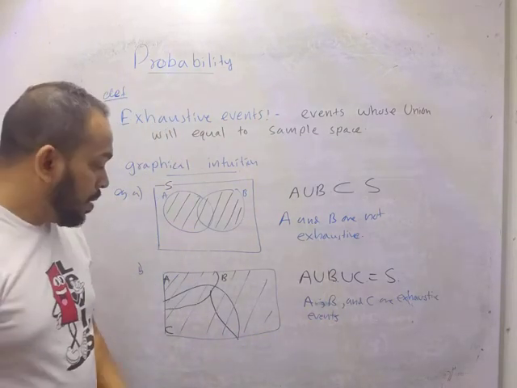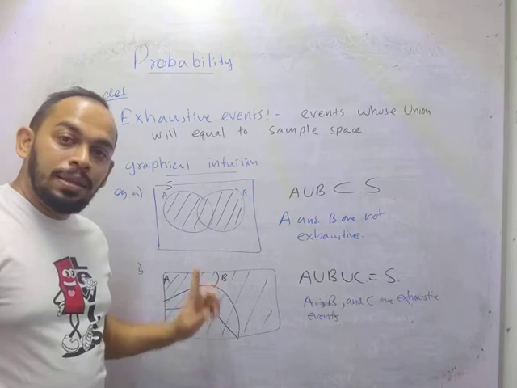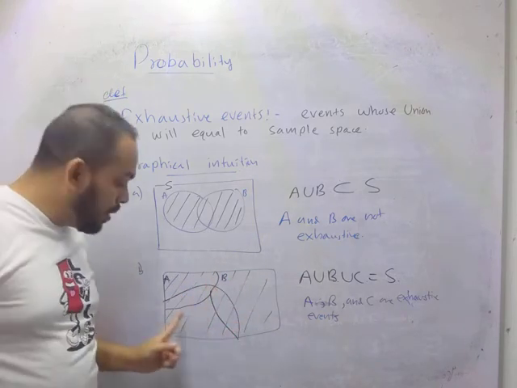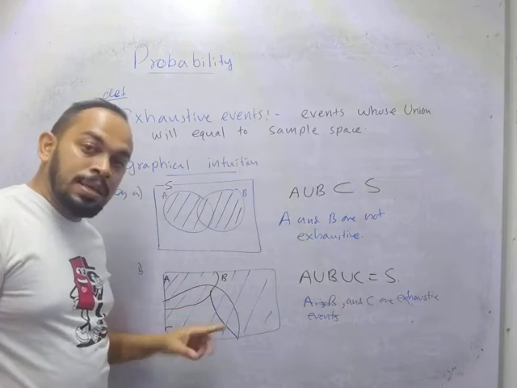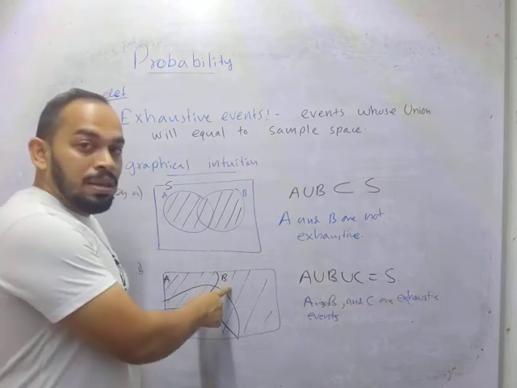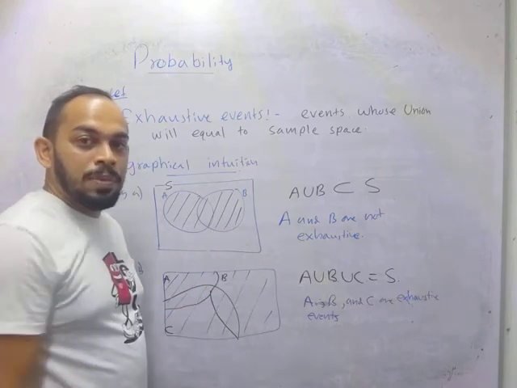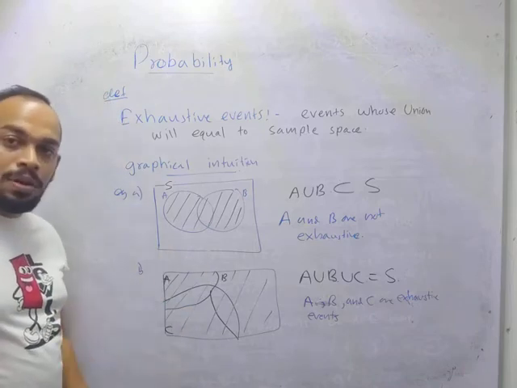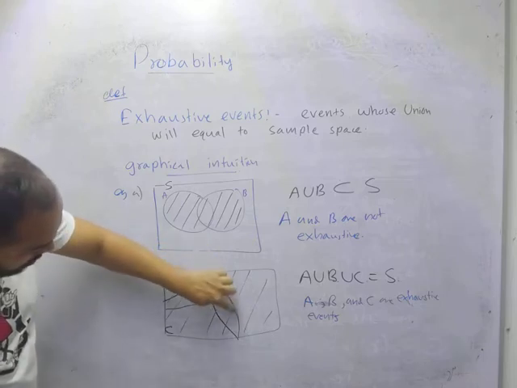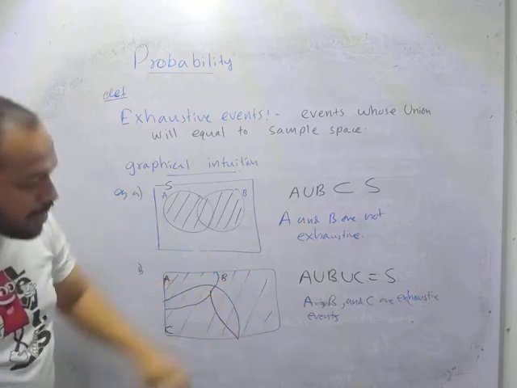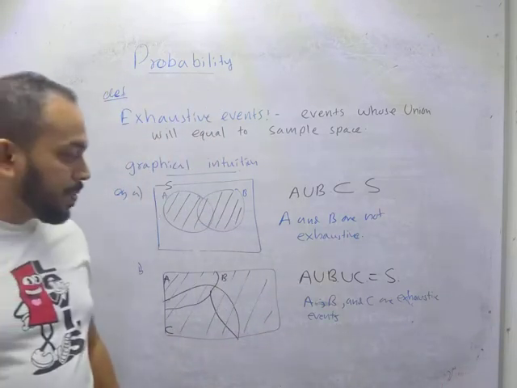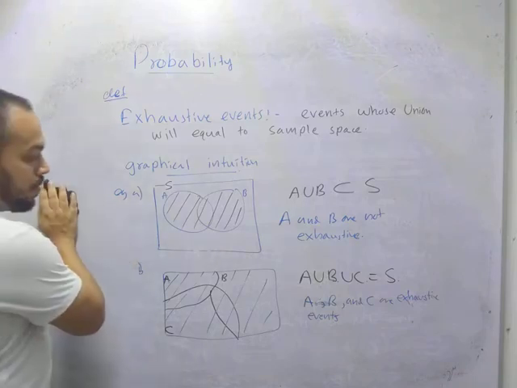They are exhaustive events. But if you just pick A and B only, then A and B are not exhaustive events. Right? It has to be all three, because the union of all three sets gives you the sample space. If you take only A and B, the union between A and B will not represent the sample space. Or A and C, they will not represent the sample space. So if you take just A and C, the union between A and C represents this region, this part, but this part is missing. So I believe that you get a clear idea about this. Right. This is graphical intuition.